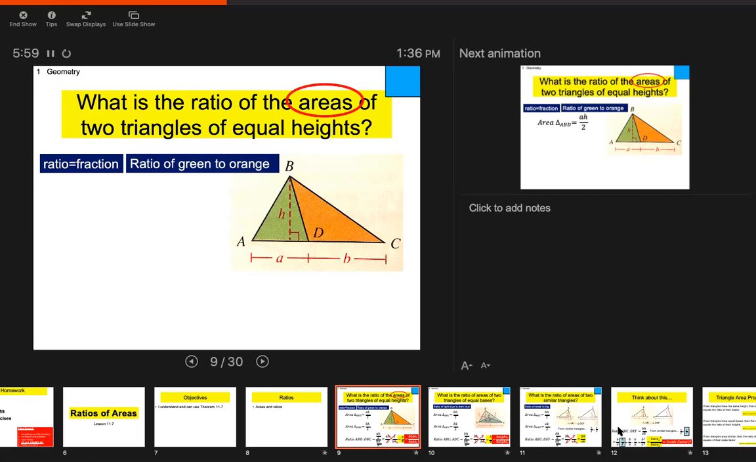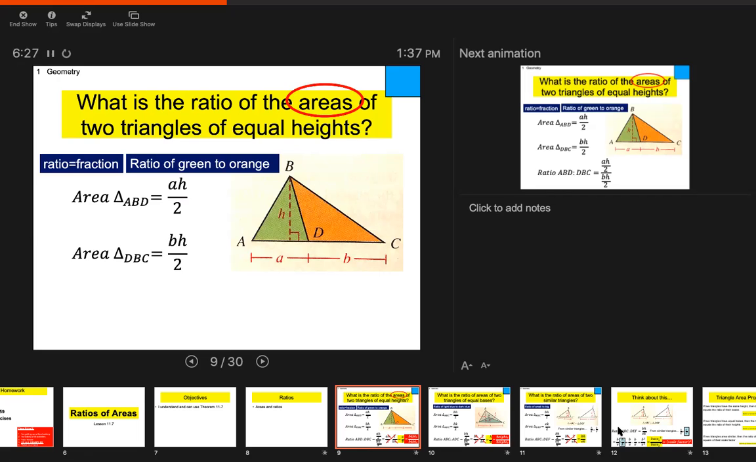A times H divided by 2. Okay, orange one? B times H over 2. Okay, so what's the ratio of green to orange? BH over 2 equals AH over 2. Green to orange. Yeah, that's A equals AH. Green to orange.